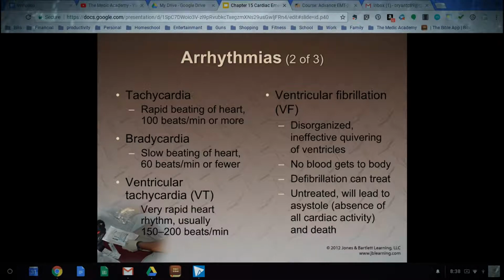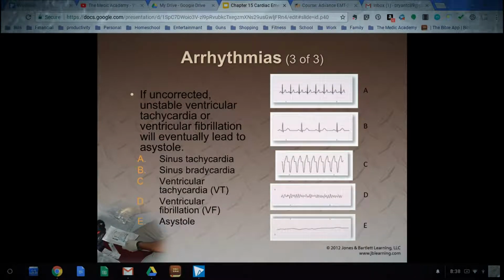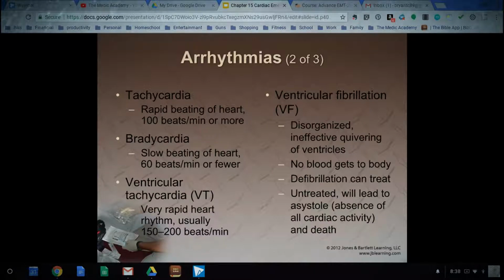There are some arrhythmias that we should look at, especially as, for this particular presentation, we're talking about advanced EMTs. Advanced EMTs should know a few rhythms: tachycardia, bradycardia, ventricular tachycardia, ventricular fibrillation, and asystole. With sinus tachycardia, this just means that your heart rate is over 100 beats per minute. With sinus bradycardia, we're talking about a heart rate that is below 60 beats per minute.